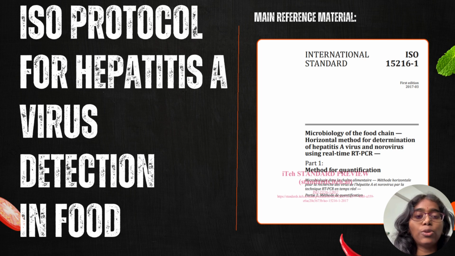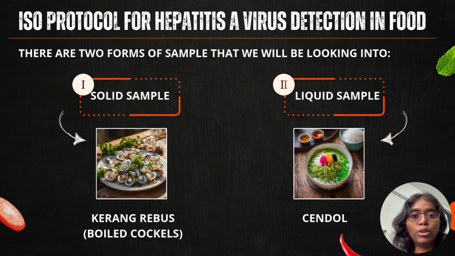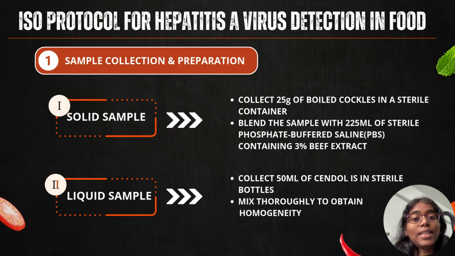I'll present about the ISO protocol for hepatitis A virus detection in food. Our main reference material is the ISO 15216-1 guideline. There are two forms of sample that we'll be looking into. One is solid sample, which is boiled cockles, and another one is liquid sample, which is chendol. The first step is sample collection and preparation.